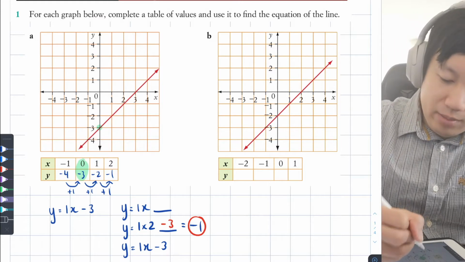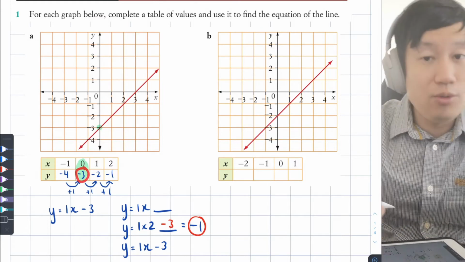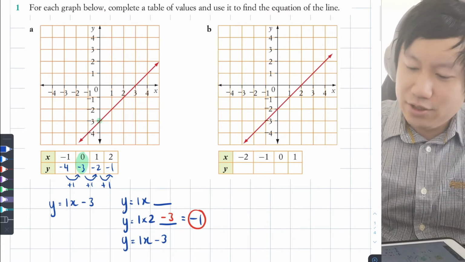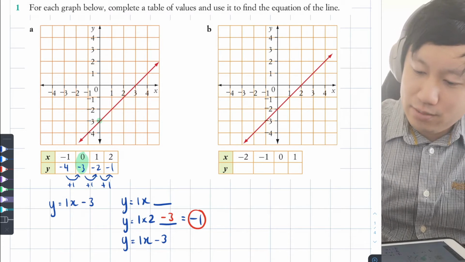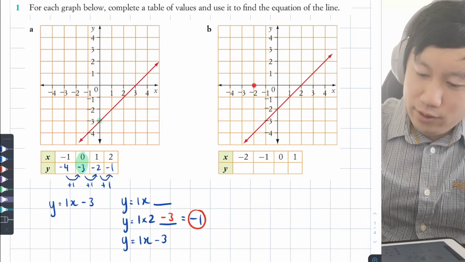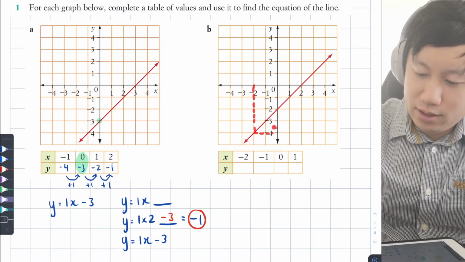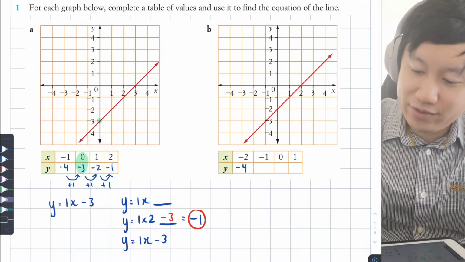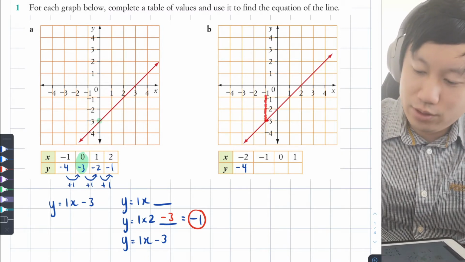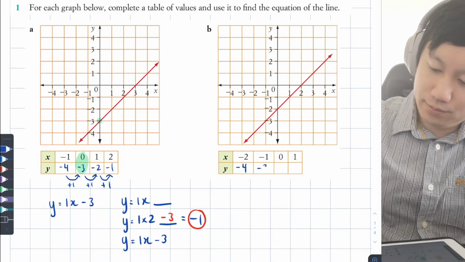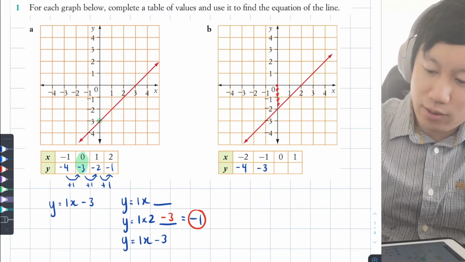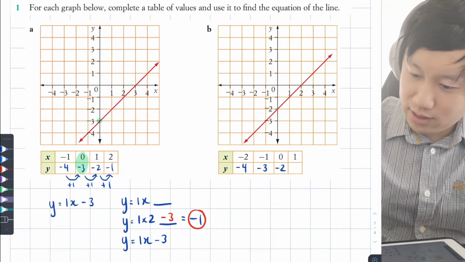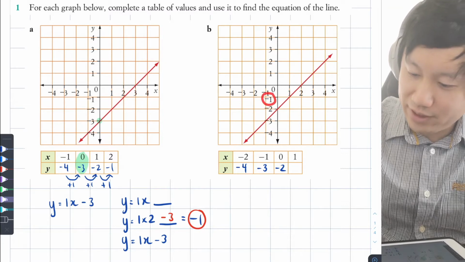Otherwise, I'm happy for you to just write down what the y value is underneath x equals 0. It's the same thing. So at x equals -2 over here, if we go all the way down, hit that red line and go across, we'll get to -4. Whereas if we started with -1 as our x value, we would go to -3. At x equals 0, our y value here is -2. And at x as 1, our y value is -1.